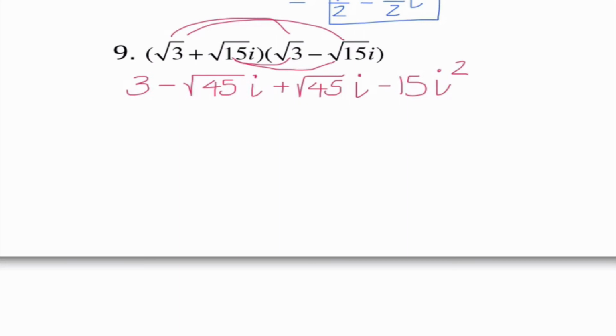Now these two scary looking terms cancel out. So I have 3, and I know that negative 15i squared is the same as positive 15. So when I add these together, we get 18 as our final answer. So I just want to stress, even if these look super scary, when it's a conjugate pair, we will always get a real number as our answer.